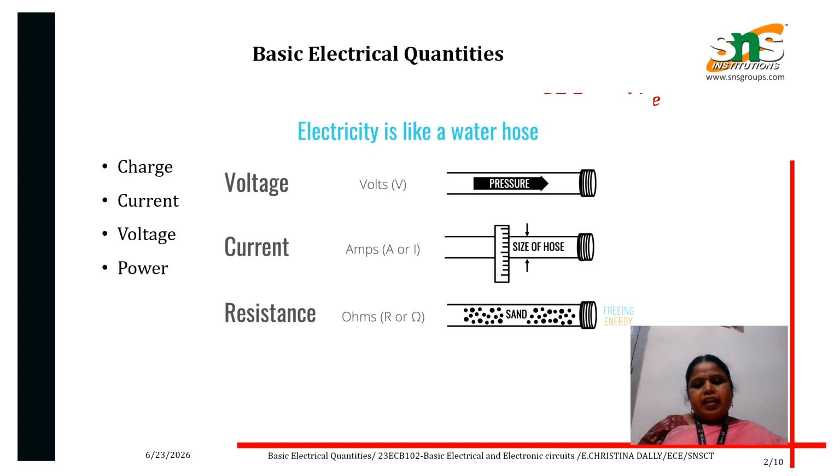Suppose we are taking electricity, it is like a water hose. The pressure is termed the voltage, and that will be measured in terms of volt. And the size of the hose will be the current. The unit of current is amps, so we can say ampere, and the resistance will be measured in ohms. So we are just incorporating this in terms of the electrical quantities.